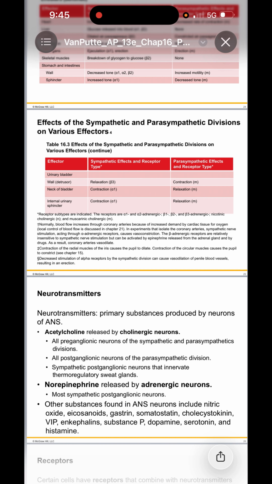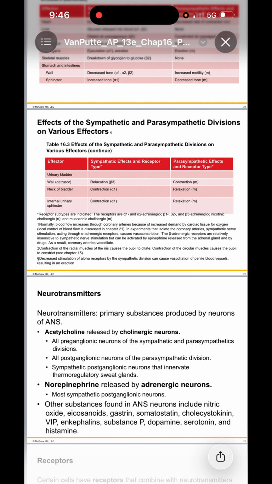Receptor subtypes are indicated. The receptors are A1 and A2 adrenergic, B1, B2, and B3 adrenergic, nicotinic cholinergic, N, and muscarinic cholinergic, M.